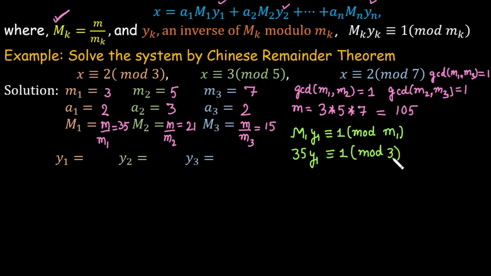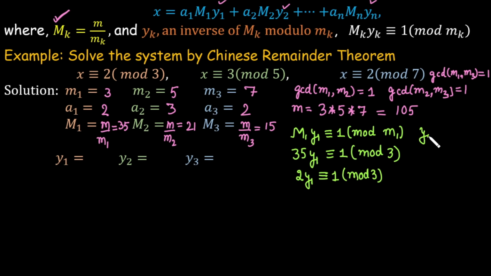When 35 is divided by 3, what is the remainder in this case? That is 2. So instead of 35 into y1, we can write 2 into y1. That is congruent to 1 mod 3. Now by hit and trial, find the value of y1. For what value of y1, when multiplied by 2 and divided by 3, is the remainder 1?